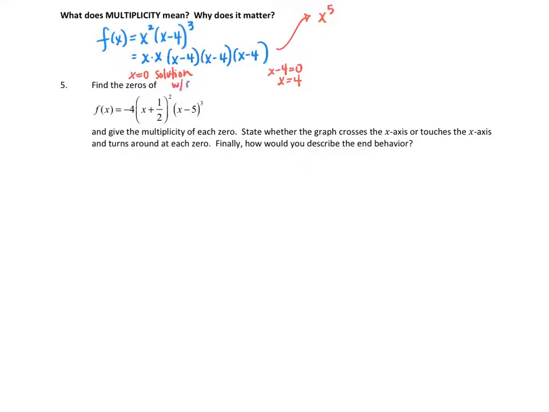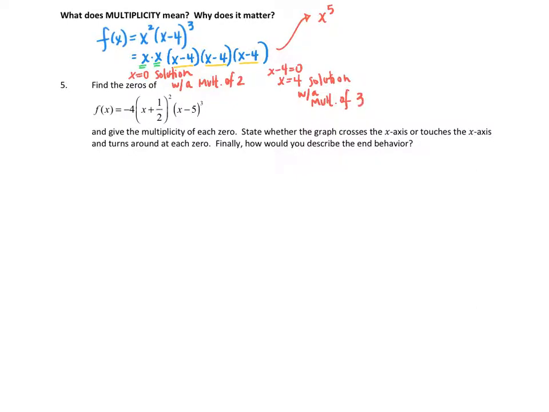So here's a solution with a multiplicity, meaning it occurs twice. So here you have x equals 0 and x equals 0. It occurs twice. X equals 4, notice, you're getting that solution 3 times. So x equals 4 is a solution with a multiplicity of 3.